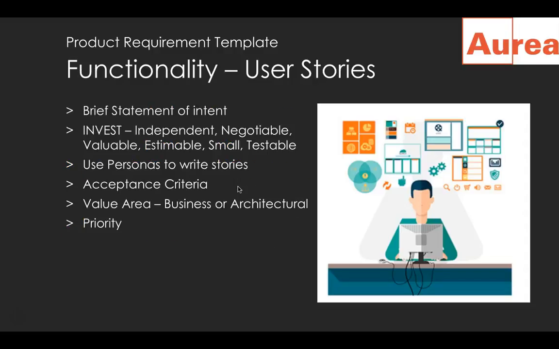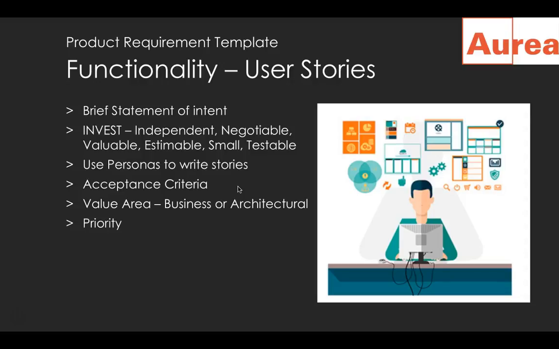Next is a template for user stories, and user stories is very standard. It is a brief statement of intent, and then INVEST properties, which is independent, negotiable, valuable, estimatable, small and testable.